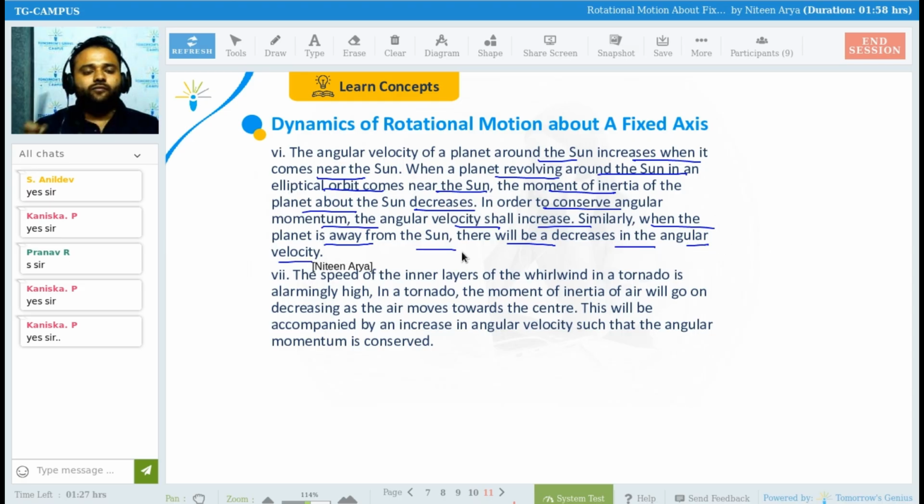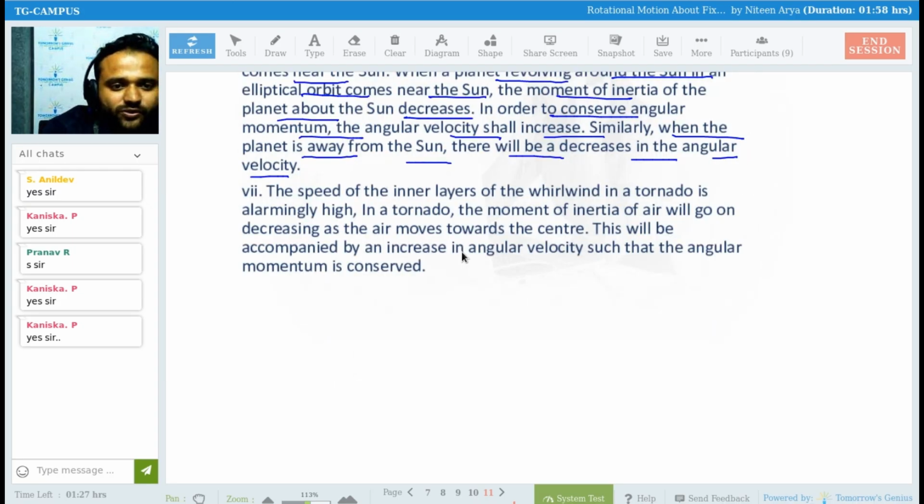In general, we know Earth is revolving around the sun in an elliptical orbit. So when Earth is near the sun, R is less. R is less means the moment of inertia is less, because the sun is taken as the axis and the Earth is revolving around it. So I is going to be lesser. Why so? Okay. One last thing I'm going to teach you in this way.